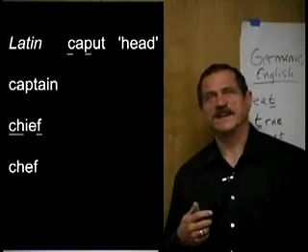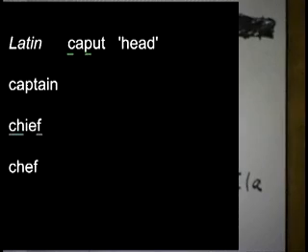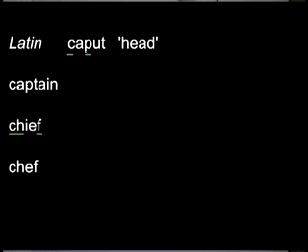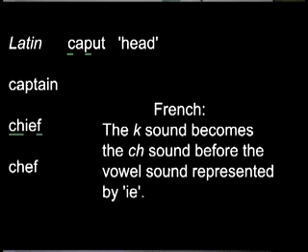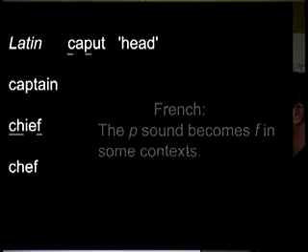Chief came into the language with an altered sound in first position. The alteration was due to a rule of French that changed this sound before the vowel that we write I-E-E of chief. Before that vowel, a hard K sound of cap changed to ch. There's another change, which was the P, the stop P sound of captain, changed to a related labial sound, but not a stop, the sound F.